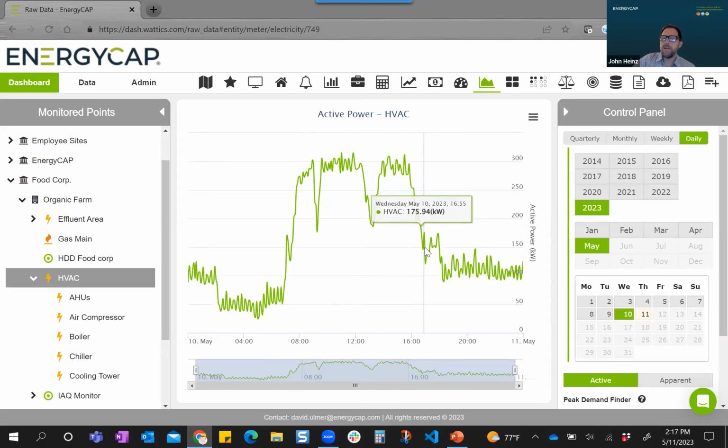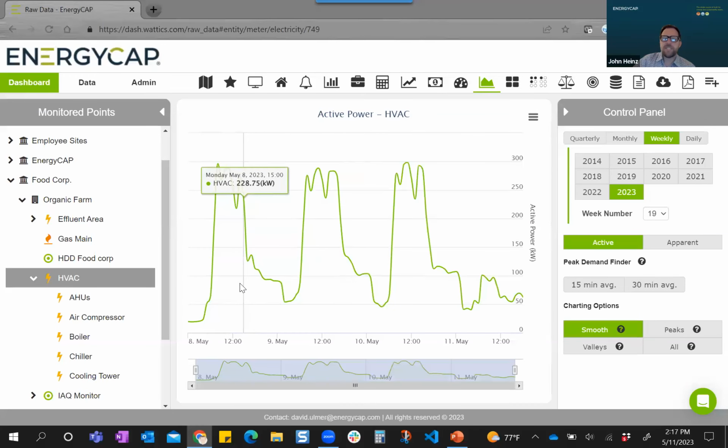This is a profile of yesterday, so just what the interval data looks like for the HVAC in this building yesterday. I can then say, well, maybe I don't want to look at yesterday. Maybe I want to look at the past week. So this is now giving me weekly interval data and allowing me to see on a weekly basis, when is the HVAC generally starting up, where it's peaking out at, and then when it's shutting down to nighttime setbacks and how deep our setback is each evening.